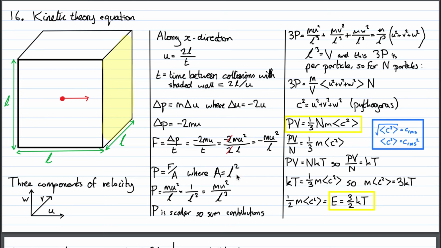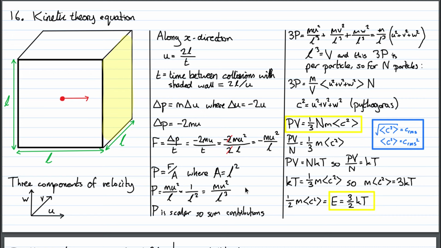Well, the area is L squared, because I made sure of that. So that means that we are going to end up with the force, mu squared over L, notice there's no minus, because we're looking at the wall now, multiplied by, well, it's divided by A, so multiplied by 1 over A, which is L squared. So this becomes mu squared over L cubed. Now, that is the contribution to the pressure of a single particle, and that is a scalar.